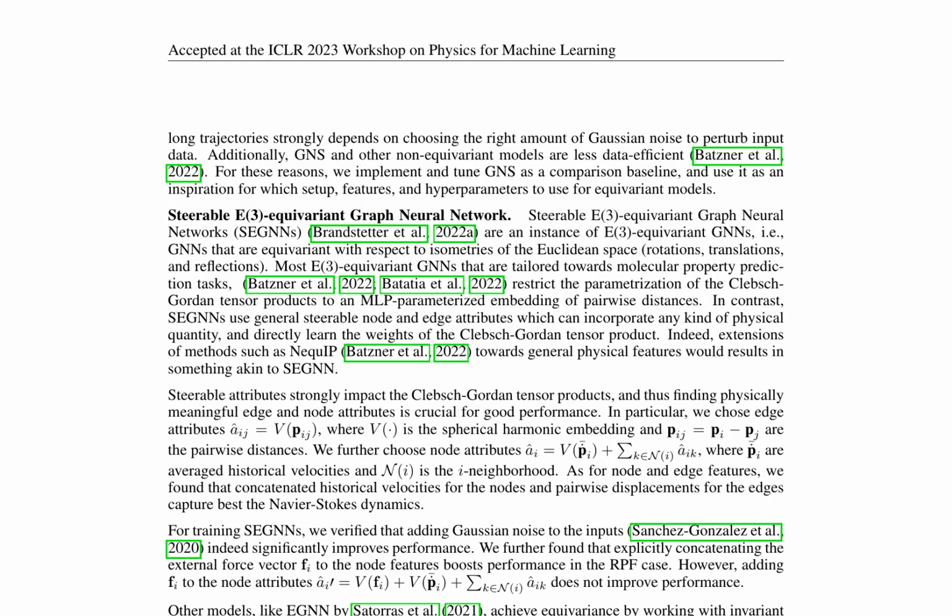The choice of edge and node attributes significantly impacts the Clebsch-Gordan tensor products, making it crucial to find physically meaningful attributes for good performance. In this implementation, edge attributes are chosen as spherical harmonic embeddings of pairwise distances, while node attributes are a combination of averaged historical velocities and the sum of edge attributes from neighboring particles. Training involves adding Gaussian noise to the inputs and explicitly concatenating the external force vector to the node features, improving performance, especially in the reverse Poiseuille flow case.